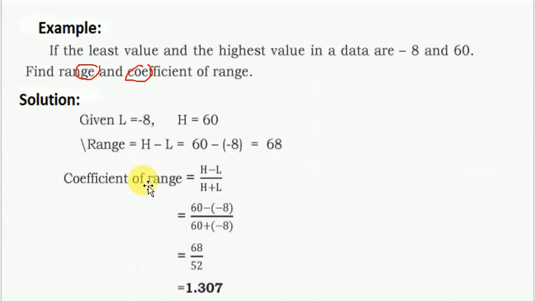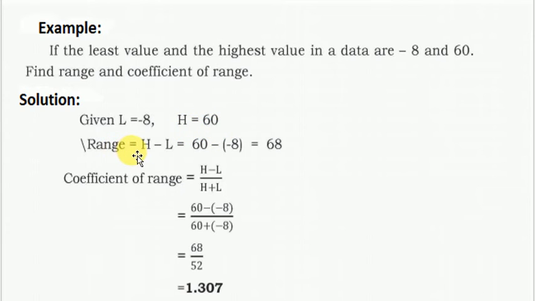Now we'll see one more problem, if the problem comes with a minus. If the least value and the highest value in a data are -8 and 60, find the range and coefficient of the range. Here two values are given, so we are ignoring the other observations, since the range is not concentrating on all the observations. In the set, the least is -8 and the highest is 60.